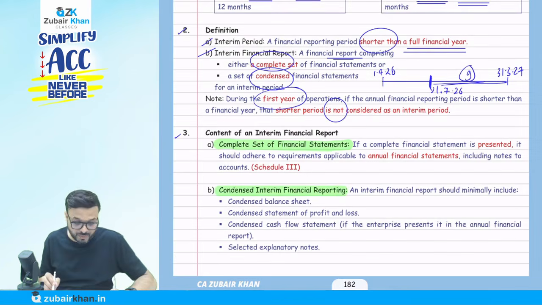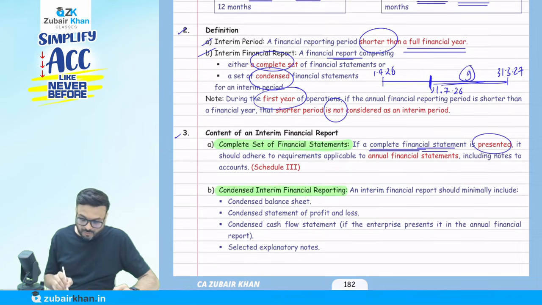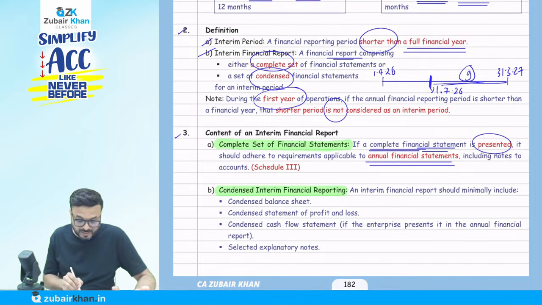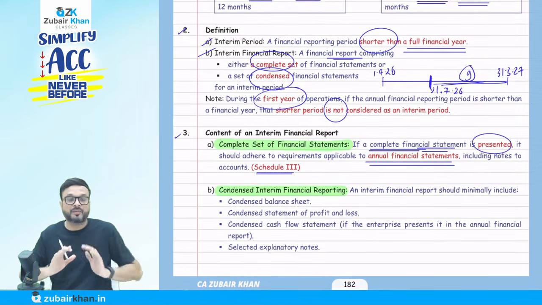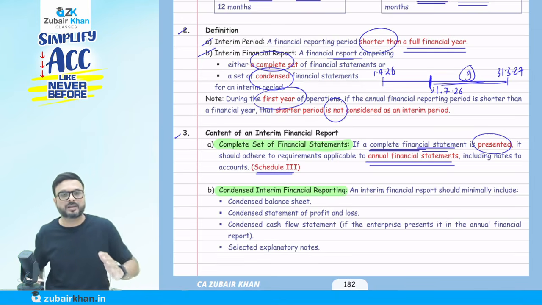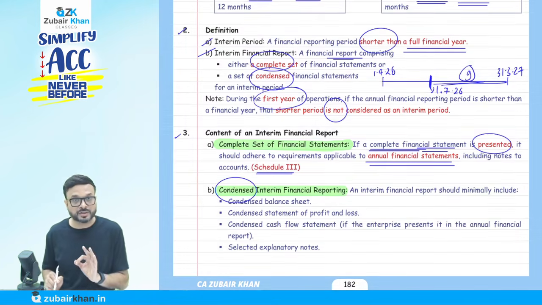So they say if a complete set of financial statements is presented, it should adhere to the requirements applicable to annual financial statements, including notes to accounts. Exactly like Schedule 3, the way we present the annual financial statements, in the same manner we have to prepare the interim financial reporting. But we have the option to go for condensed interim financial reporting.